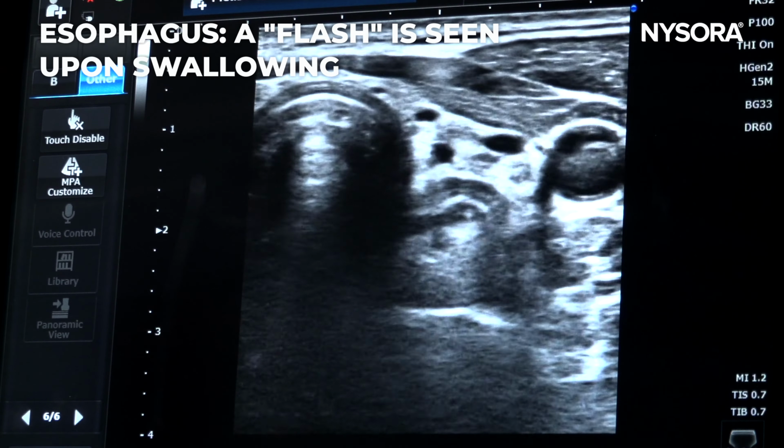That confirms the esophagus is on the left side in this particular subject, and it's next to the trachea. So you have the esophagus, and then you have also seen a bony landmark, which is the C7 vertebra. Now we're going to move up, and we're going to move his neck laterally.